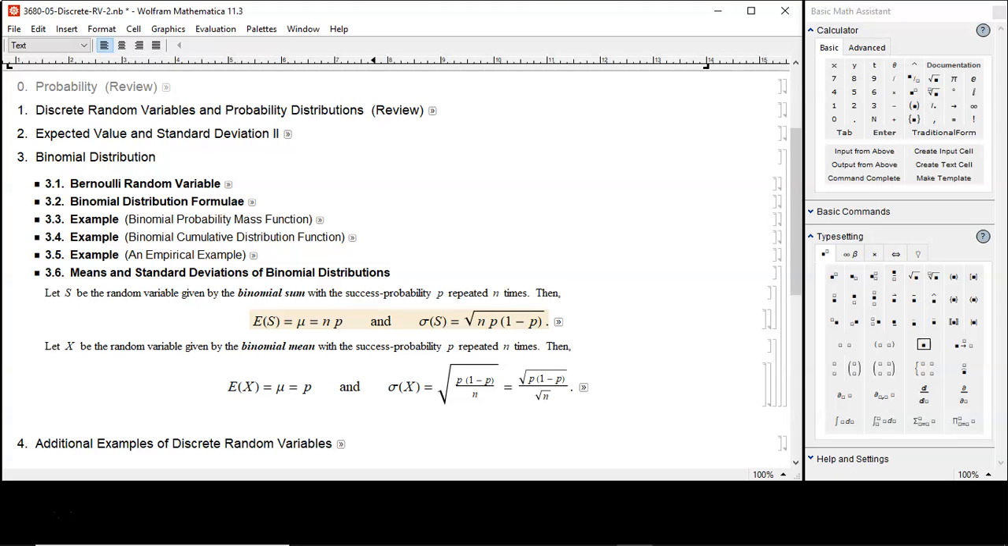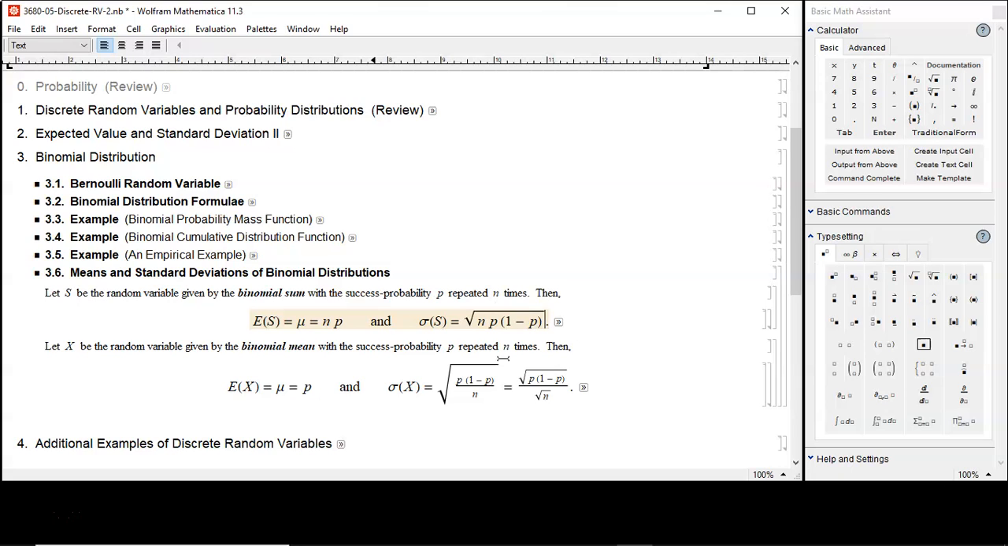For binomial sum, it makes sense, n times p. So p is repeated n times. Imagine rolling a die 600 times. And how many aces do you get? Well, 1/6 of 600, so 100 times, kind of like that.